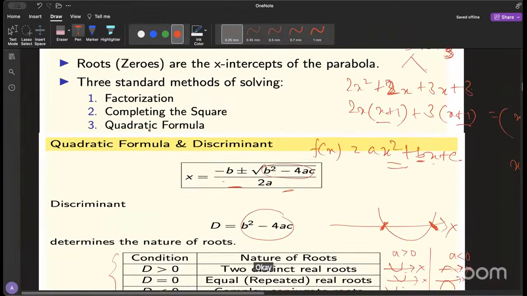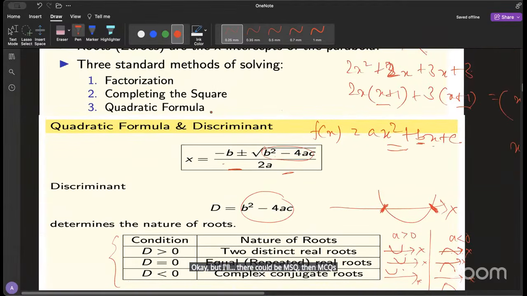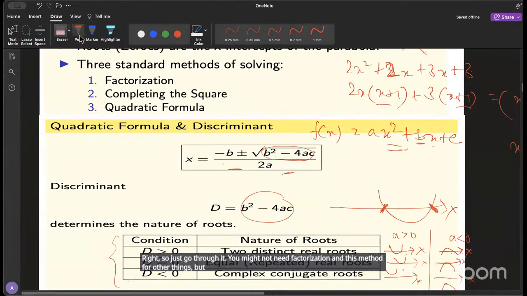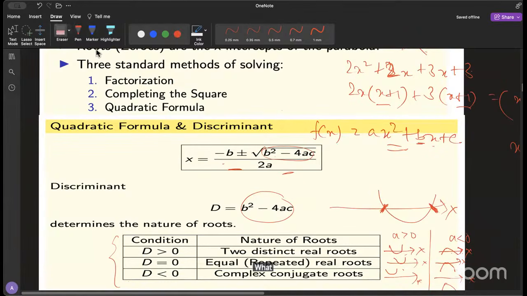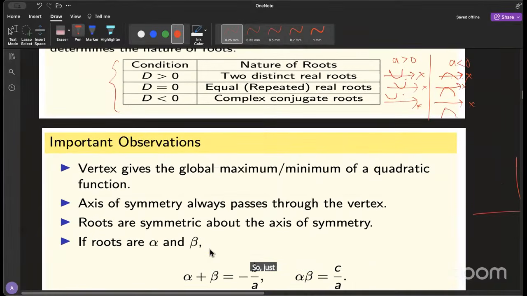Okay, but there could be MSQs and MCQs based on everything, right? So just go through it. You might not need factorization and this method for other things, but you can need it for MSQs. MSQs can be asked on these things, right? What is possible, what's not possible. So just go through everything once.